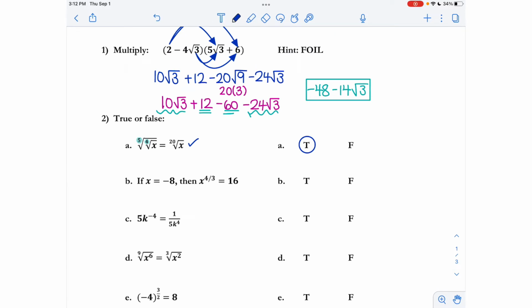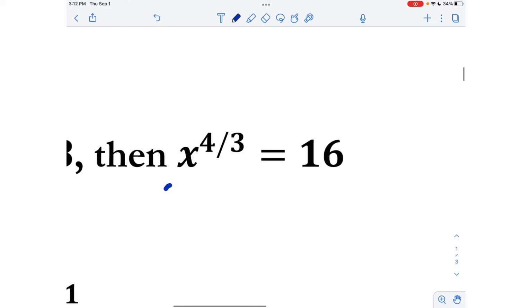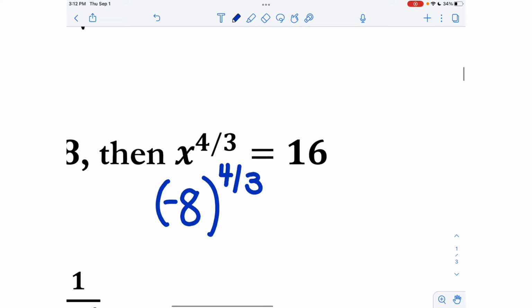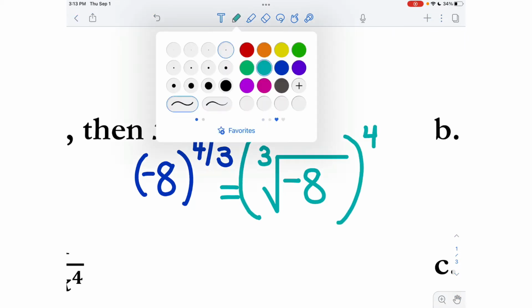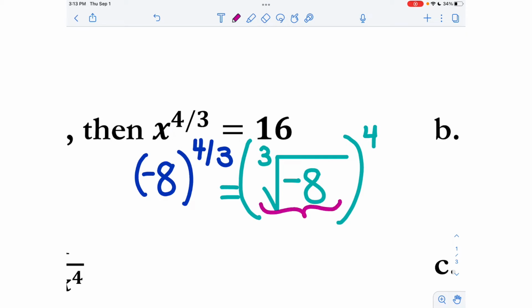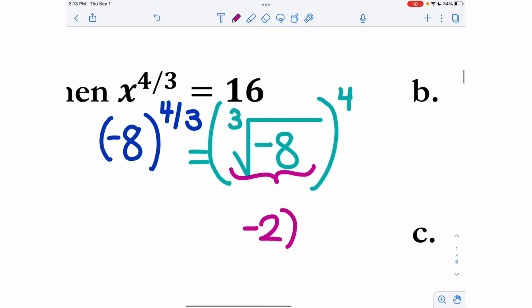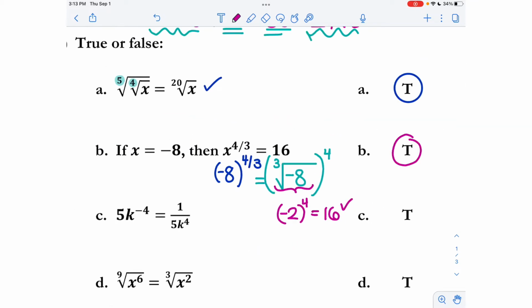They start to get tricky on us here. So let's see what this means. It says if x equals negative 8, then x to the 4/3 is 16. If x is negative 8, then the denominator's 3, so that is going to be the cube root of negative 8 and then raised to the 4th power. Just be really careful here. Cube root of negative 8 is negative 2, and that's in parentheses raised to the 4th, which is in fact positive 16. So this is also true.